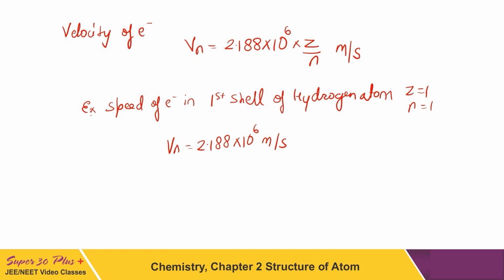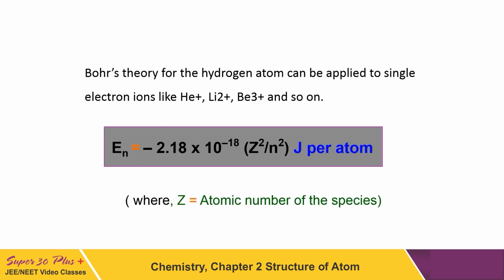Also further in this model, Niels Bohr calculated the energy of the electron. This is the formula for the energy of the electron, which is minus 2.18 into 10 to the power minus 18 z square by n square, and the unit is joule per atom. If you want to convert this energy into per mole, you have to multiply it by Avogadro's constant. So by using this formula, you can calculate the energy of the electron for any single electron species, means hydrogen-like species, for example helium plus, lithium plus 2 or beryllium plus 3, because Bohr's model is applicable only for single electron species.